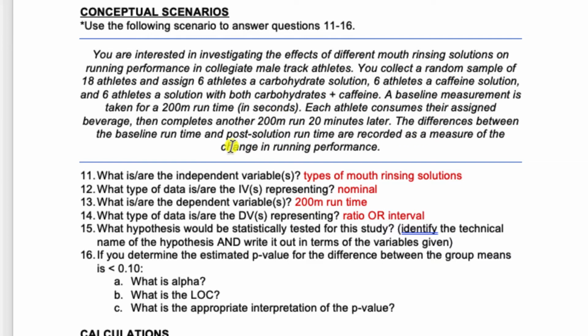because we noted that we would be recording the differences between post and baseline run times. So because there is a possibility that there is no change between the pre and post solution run, right, which would result in a value of 0, because that's a possibility, that means there could be both positive differences between our runtimes as well as negative differences, in which case we would have an interval type value or type of data.